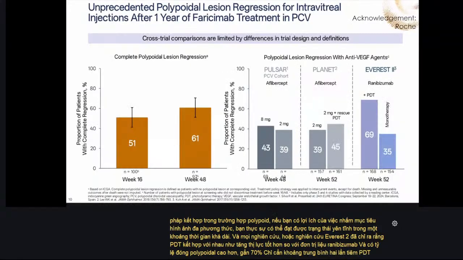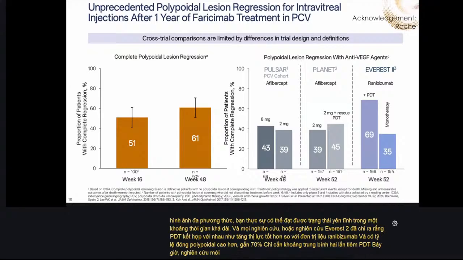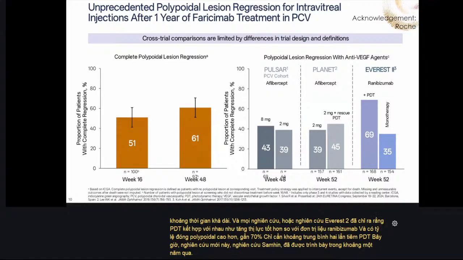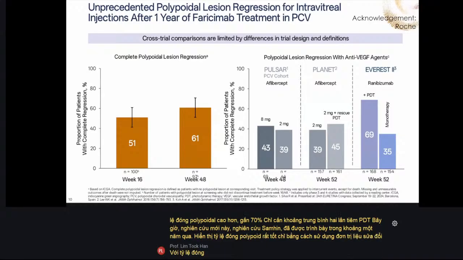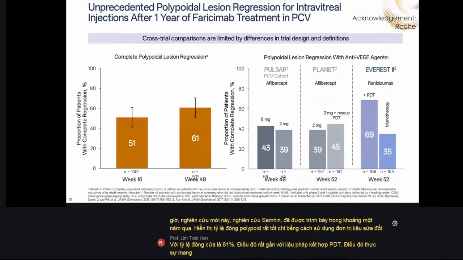Now, there's a new study, Salwin study, which was just presented in the last year or so, showing very good polypoidal closure rates just by using Vabysmo monotherapy with closure rate of 61%. That's very close to PDT combination therapy. So that actually gives even more treatment options.